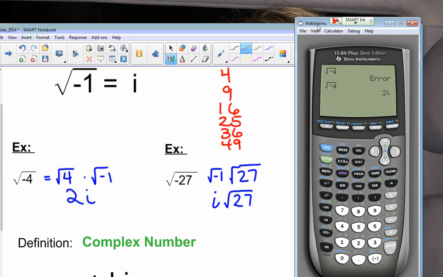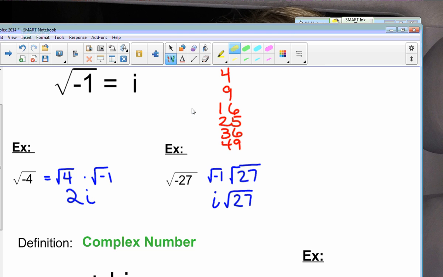Do any of these numbers go into 27? No. 9 does. 9 times what is 27? 3. Okay, so let's break it down a little bit more. We can say that this is i, square root of 9, square root of 3, because 9 times 3 is 27, right? And what's the square root of 9? 3. So we usually write the number in front of the i, it's kind of a variable. So we're going to rewrite this as 3i radical 3.